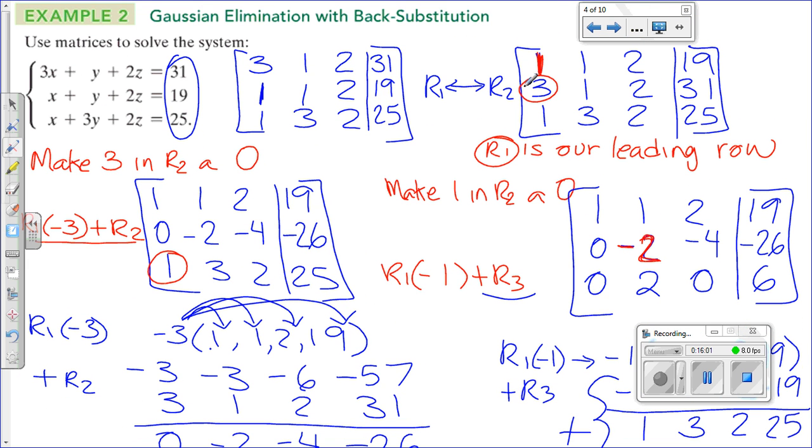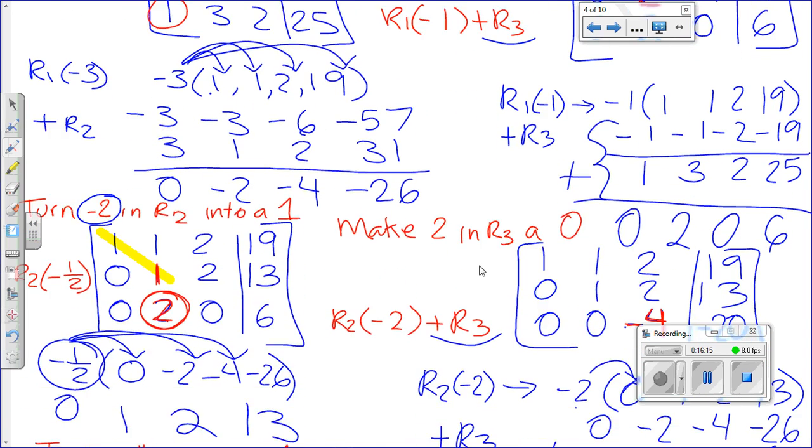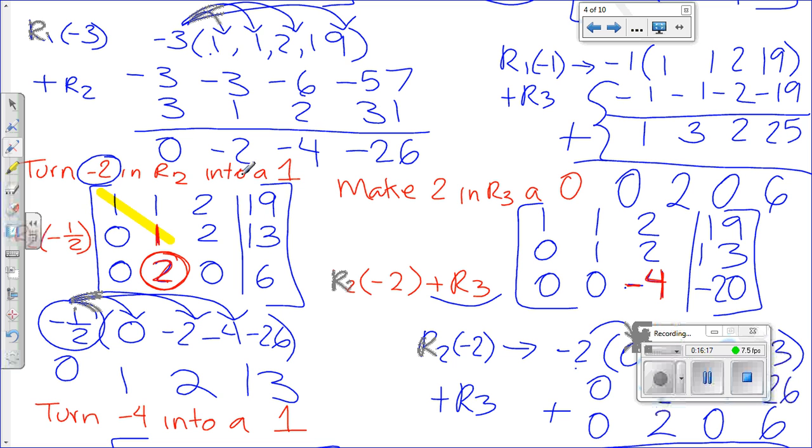We were starting on the first column, so R1 was our leading row. Once we finish with that column, like you could see here, we made that -2 turn into a 1. And so once we do that, R2 becomes our leading row. So let's write that down here. So now R2 is the leading row.